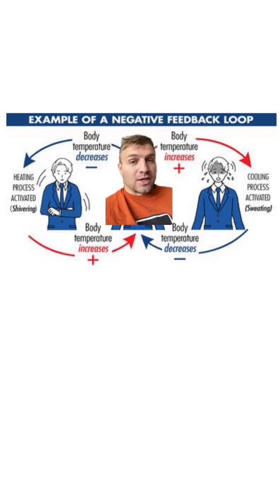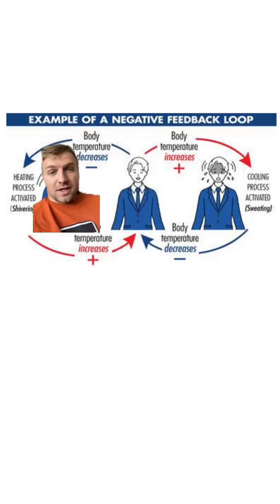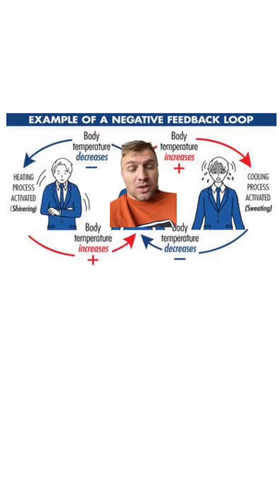On the other hand, when you get too cold, your body starts to shiver. When your body starts to shiver, you start to heat up because your muscles are contracting. When you heat back up, your body then stops shivering because you're back to that normal state. So negative feedback loops really help us with homeostasis.